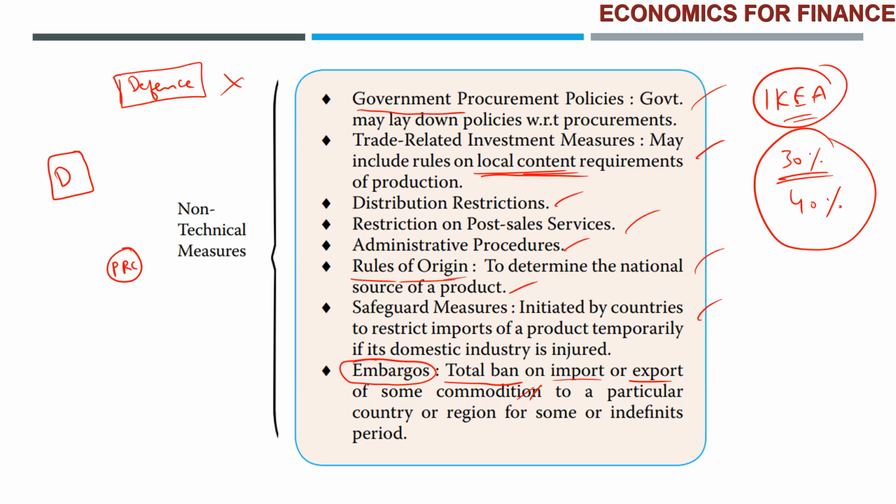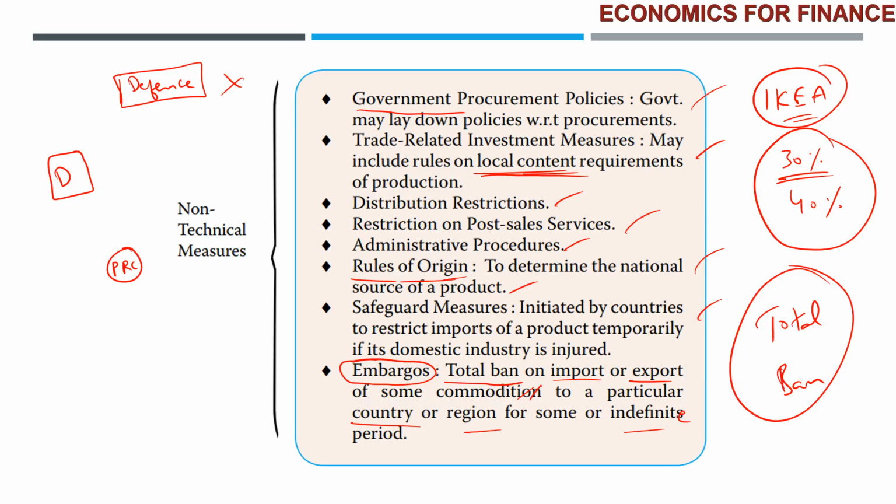So, some commodity to a particular country or region or for some indefinite period. So, embargo means a total ban, simply speaking. Total ban of import or export of certain commodities to a particular country or region for some or indefinite period. For example, in the current scenario, United States of America has announced embargo on Iran. Means no American company can supply any goods to Iran.